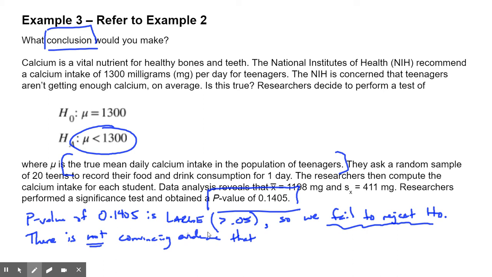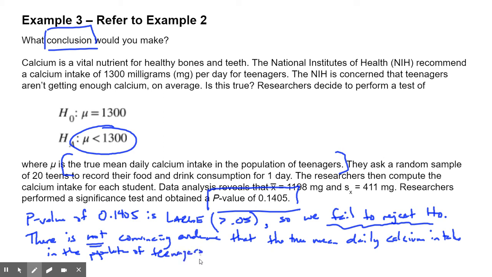There is not convincing evidence that the true mean daily calcium intake in the population of teenagers is less than 1,300 milligrams. So based off this sample, I would say the NIH should not have concern for their teens. They're doing okay. All right, good.